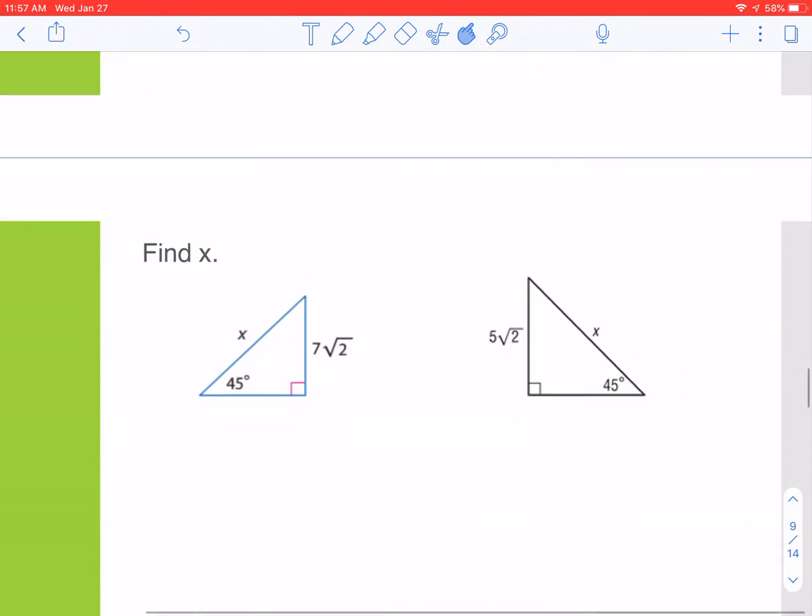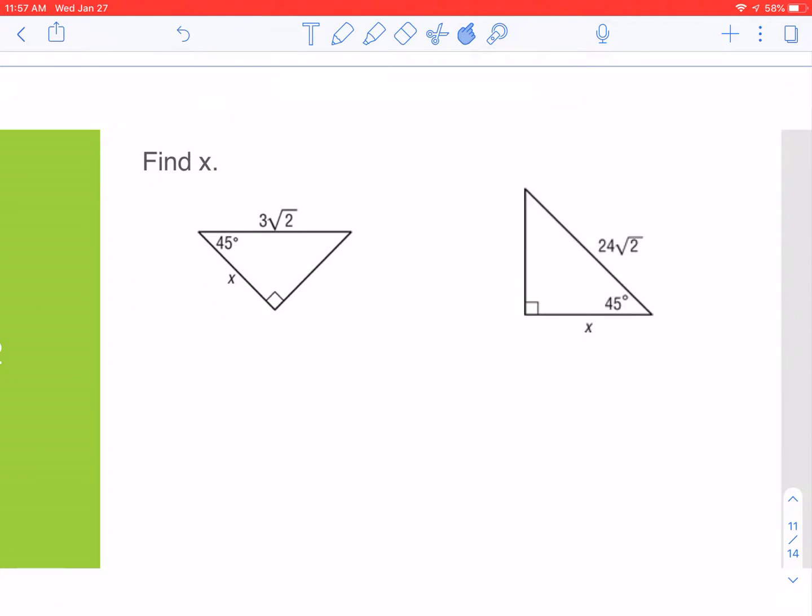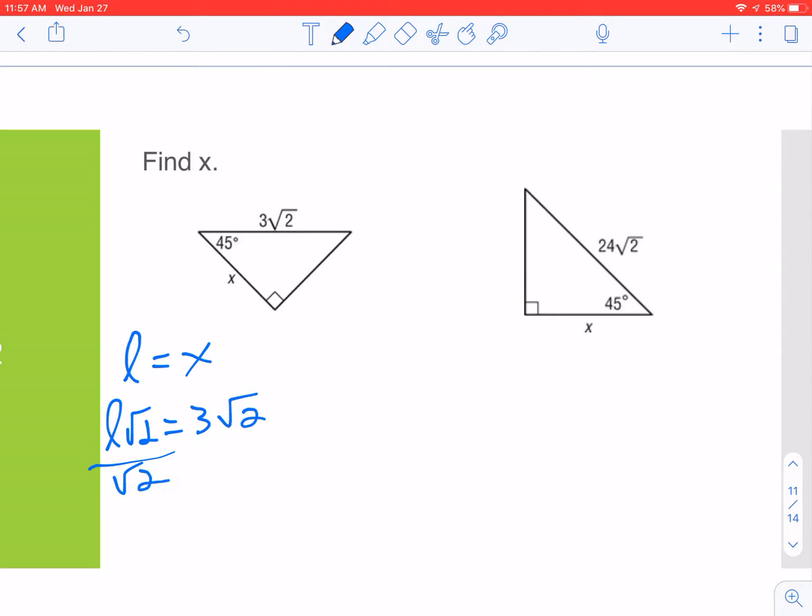Then we're going to have to do it backwards. So if I know the hypotenuse, I'm going to say L equals x. L root 2 equals 3 root 2. So really here I'm trying to find L, and all I do is divide both sides by root 2. And my answer is 3, because that equals x also. L equals x. Or you could just look at this picture and look at the first number and know that's the answer for L.